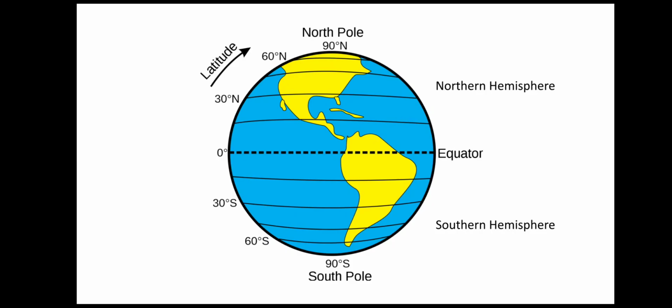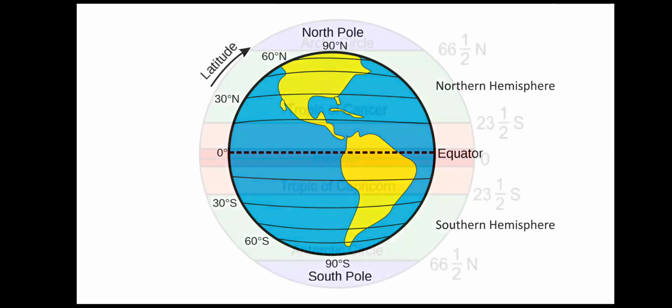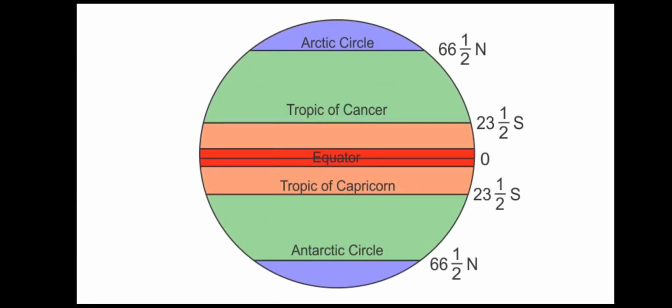The other latitudes are numbered from 0 degree to 90 degree in both the hemispheres. The North Pole is marked as 90 degree north and the South Pole as 90 degree south. There are some important parallels. These are marked and named as under.